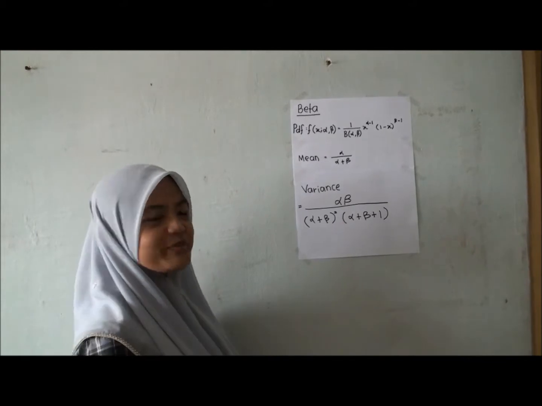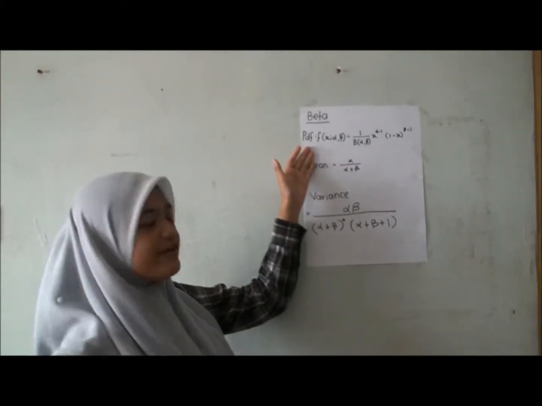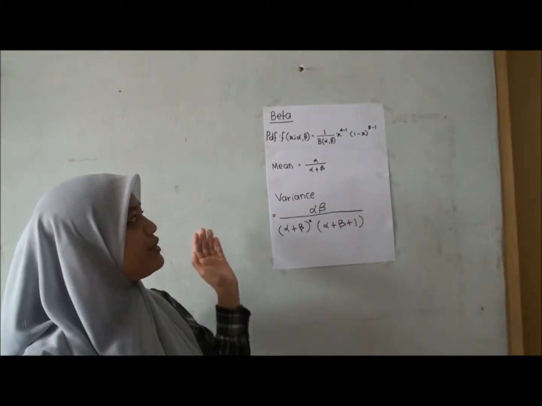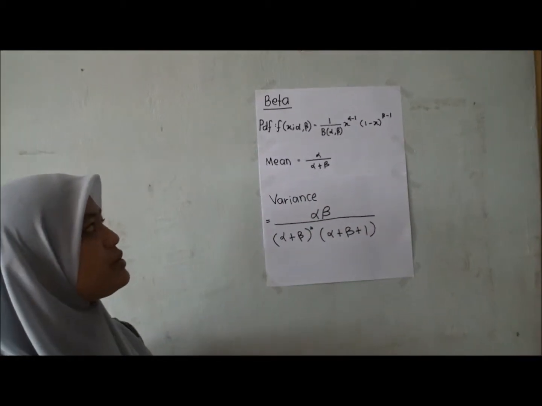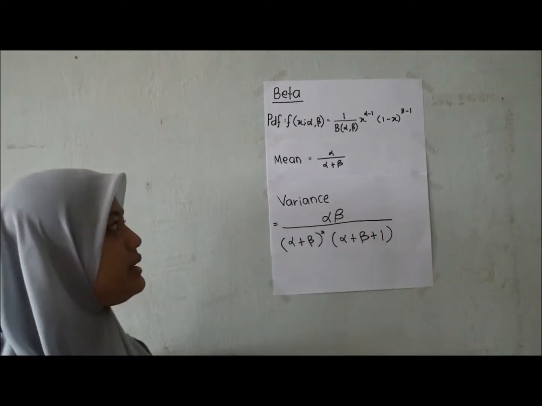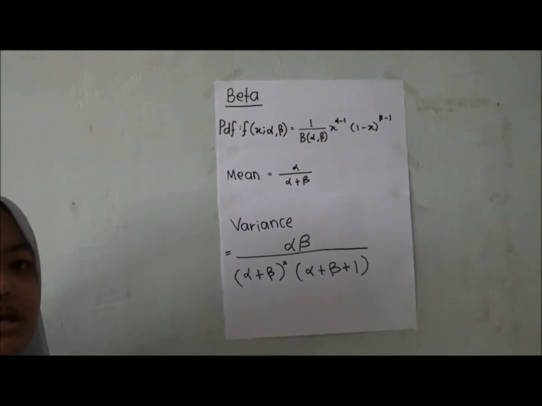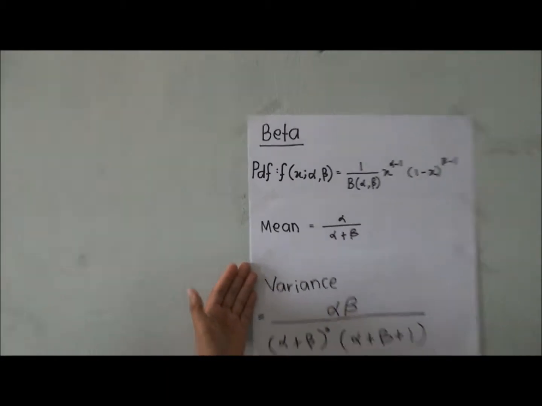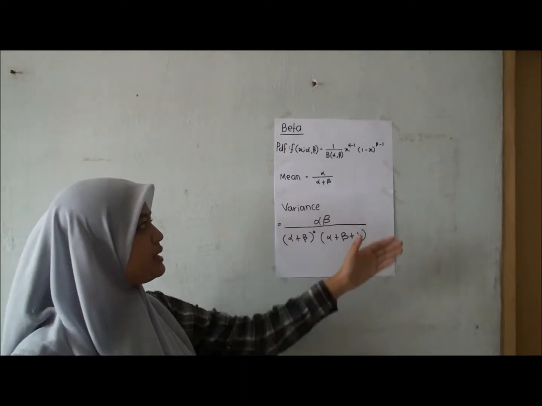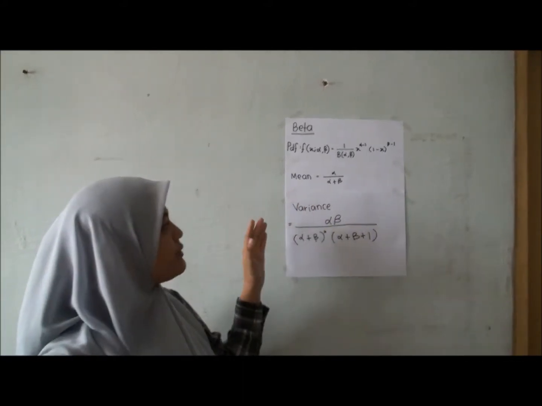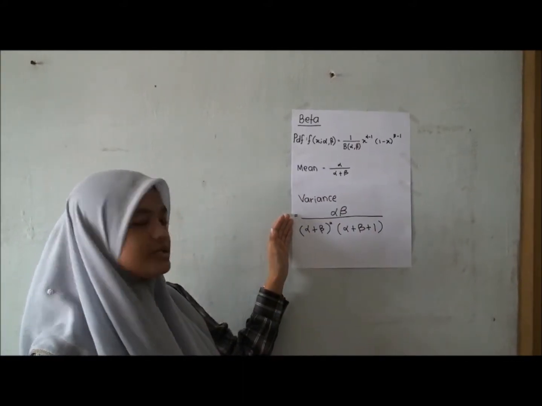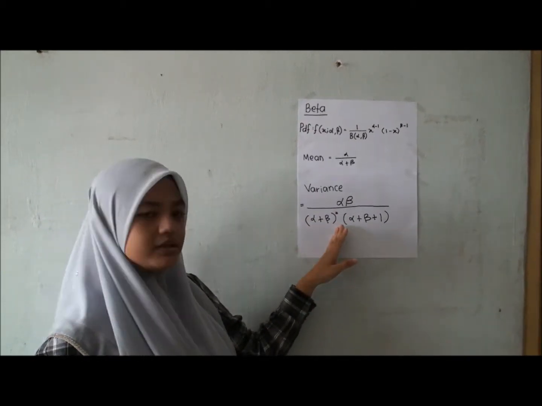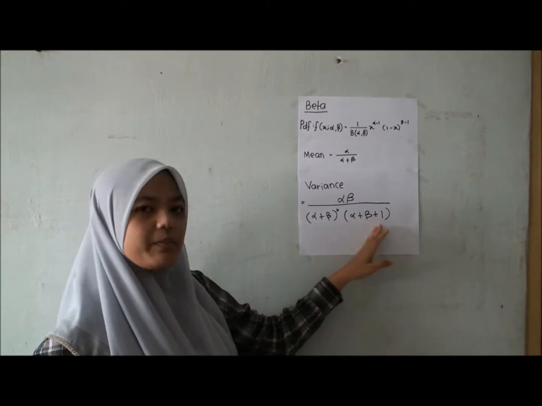Hi, I would like to talk about beta distribution. This is the PDF for beta distribution. The PDF for beta distribution is equal to 1 over B(alpha, beta) times x to the power of alpha minus 1 times (1 minus x) to the power of beta minus 1. The mean for beta distribution is alpha over alpha plus beta. The variance for a beta distribution is alpha times beta over (alpha plus beta) squared times (alpha plus beta plus 1).